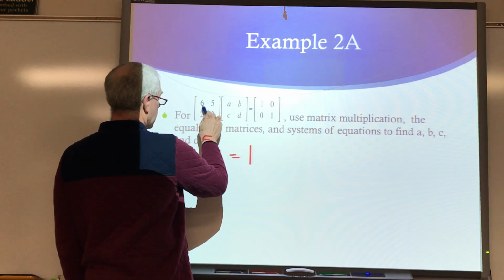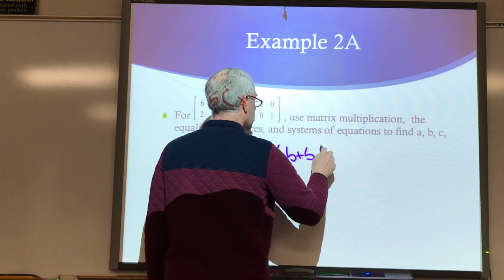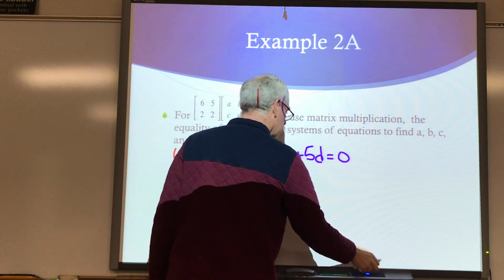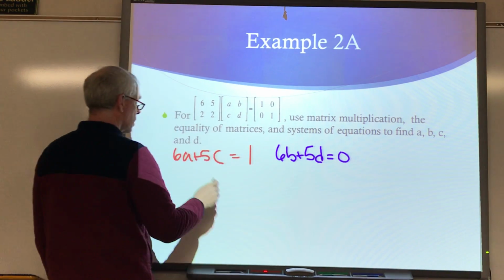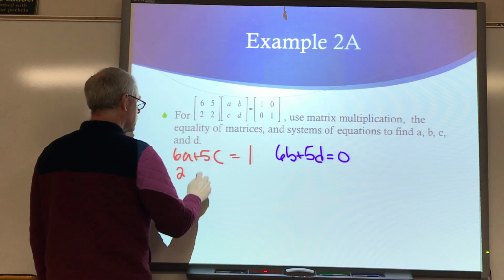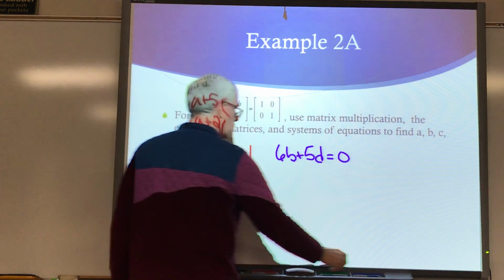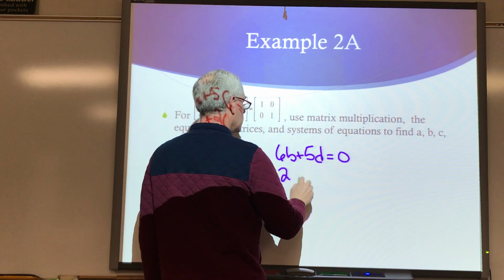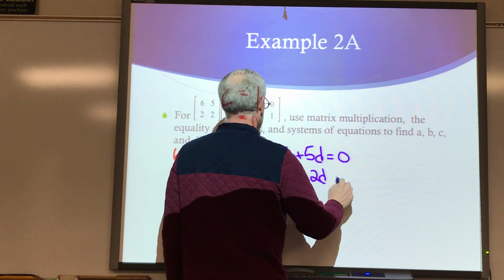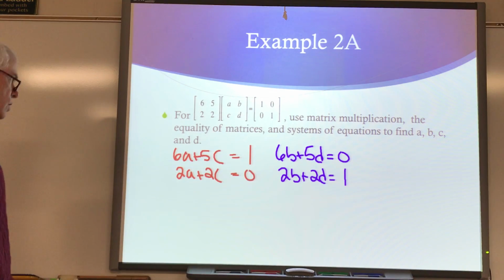Then if I do it to the second column, 6B plus 5D is going to equal 0. Now if I take row 2 times column 1, that's 2a plus 2c equals 0. Over here, row 2 times column 2, that's 2b plus 2d equals 1. So again, I'm trying to solve this system of equations.